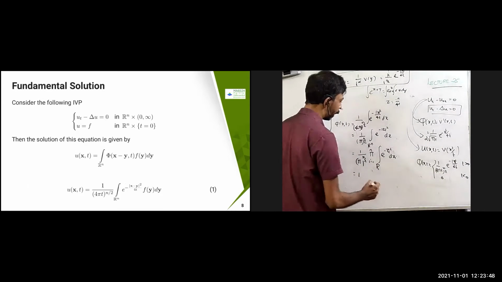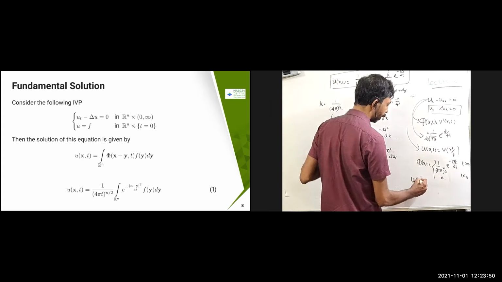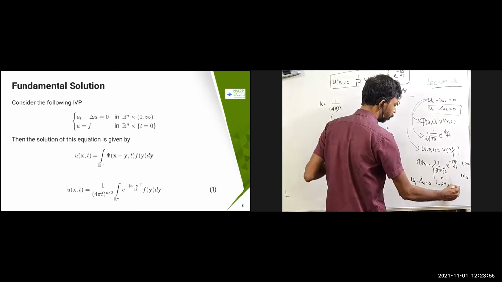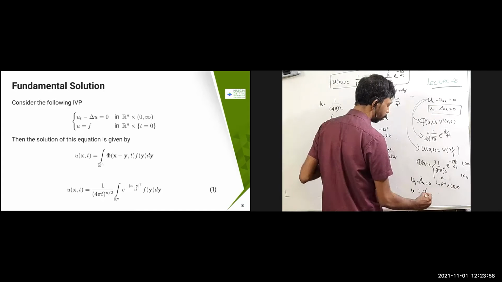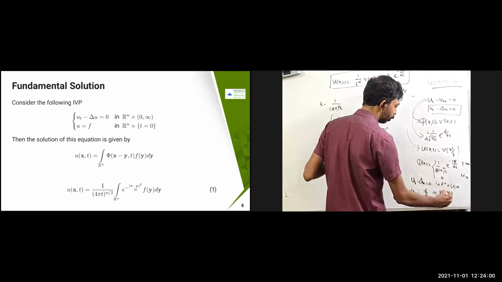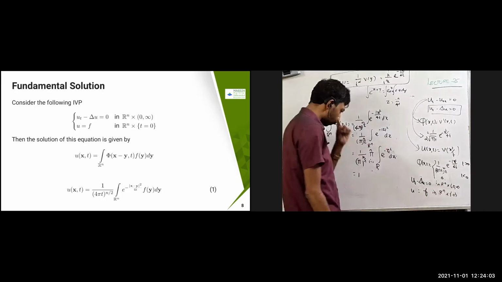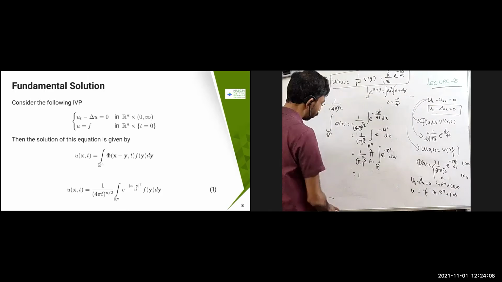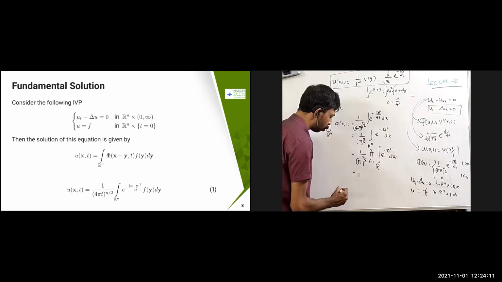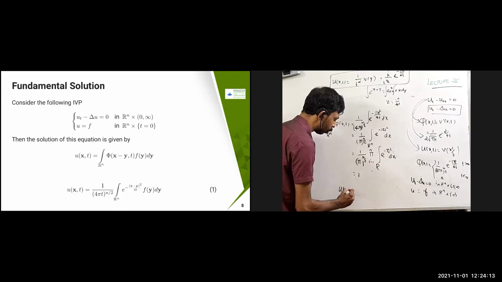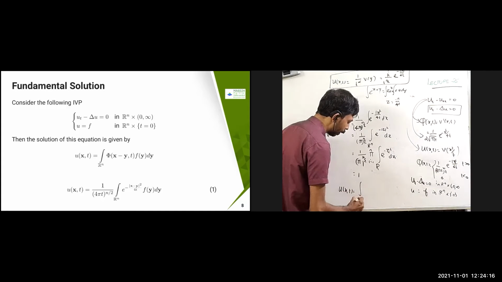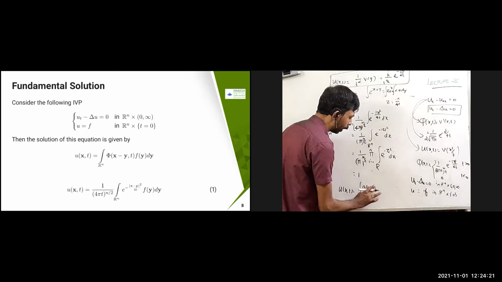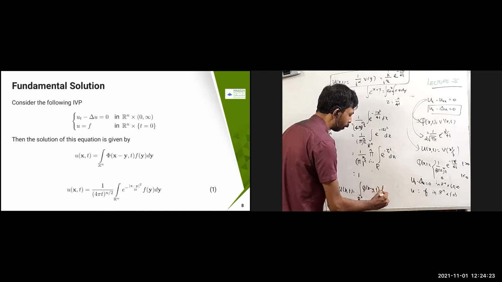If I have a problem like u_t minus Δu equal to 0 in R^n cross (0,∞), and u equal to f in R^n cross {t=0}, then how do I find the solution? For the heat equation, you can use this: u(x,t) is going to become the integral over R^n of Φ(x−y,t) f(y) dy.